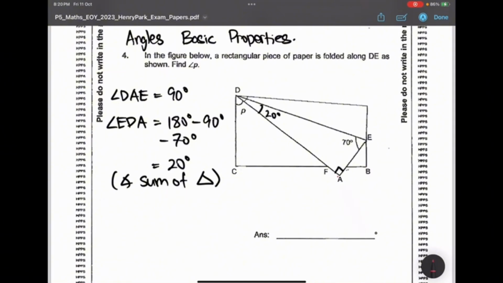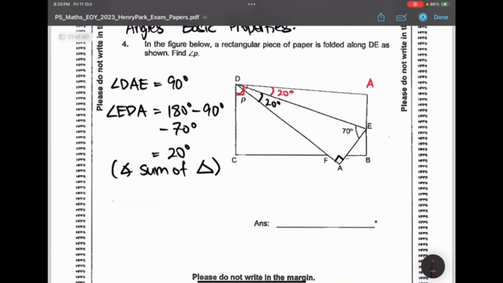Knowing that the corner A is folded down, if I were to fold it back up, I would also see that this angle over here is 20 degrees. And if it's unfolded, if A were to be over here, ADC, which is this right here, would be 90 degrees, which is a corner of a rectangle. Alright, so knowing that angle P is simply 90 degrees minus 20, that would simply give me 50 degrees. And this is your answer for question number 4.